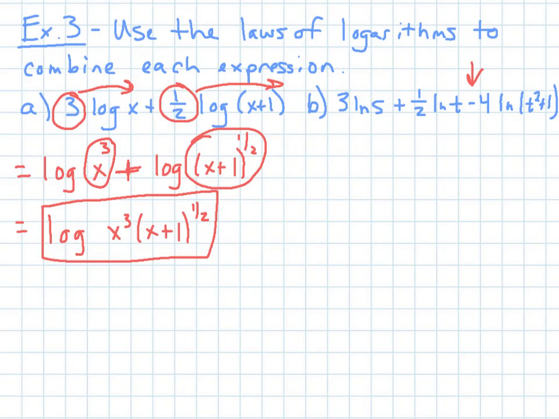Okay? So I want to use the power property here. The 3 is going to go up to the s. The 1/2 is going to go up to the power of t. And I'm going to take the negative with me with the 4 and put it up to the power for the t squared plus 1.